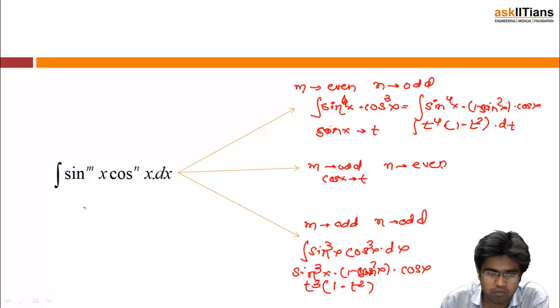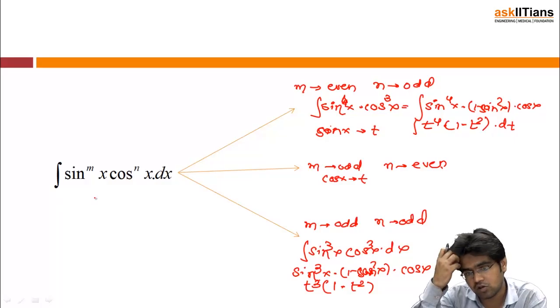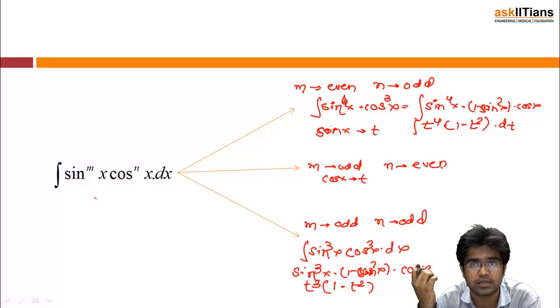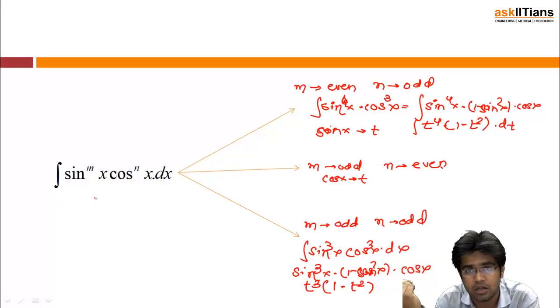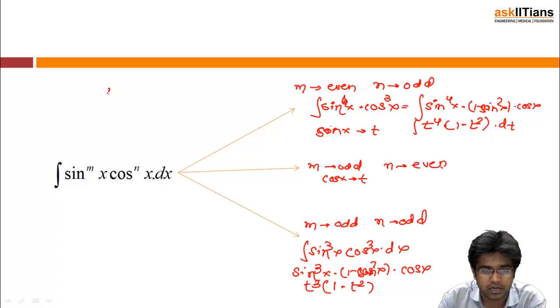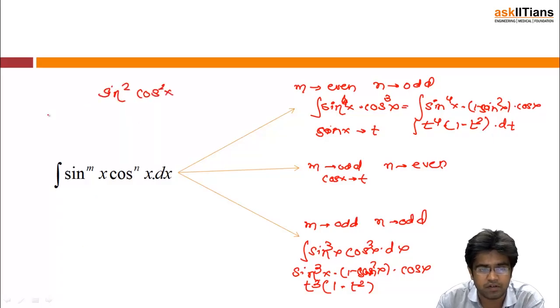The problem comes when both of them are even. When both of them are even, you can't apply any of these things. You can't put any single sin or any single cos as t, because they both are even. Let's say I have sin square and cos square, I can't put any of them as t. If I put sin x as t, then although cos x dx is available, it will become t square into square root of 1 minus t square.